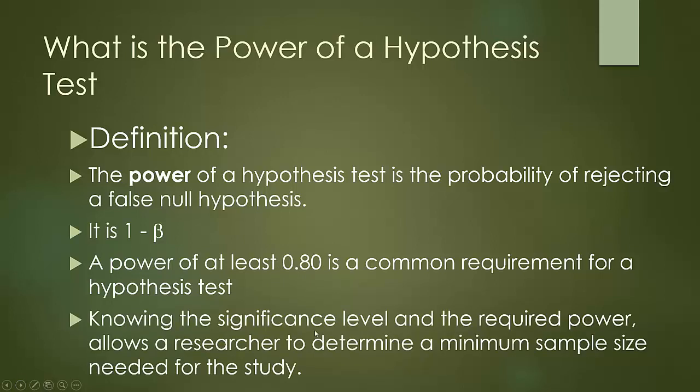If we know the significance level, remember that's alpha, and we have the required power, so the power comes from 1 minus beta, that means we've predetermined both our type 1 error, which is equal to the significance level, and our type 2 error, which allows us to determine power. Then this would allow a researcher to determine a minimum sample size needed for a study.